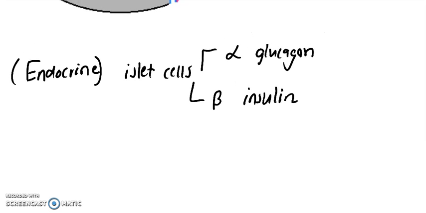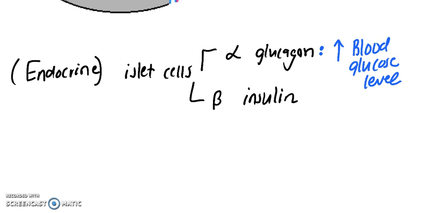So what do these guys do? Glucagon is going to raise the glucose level in blood. We call that the blood glucose level. Insulin does the exact opposite. It is going to lower the glucose level in your blood. We call that blood glucose level.